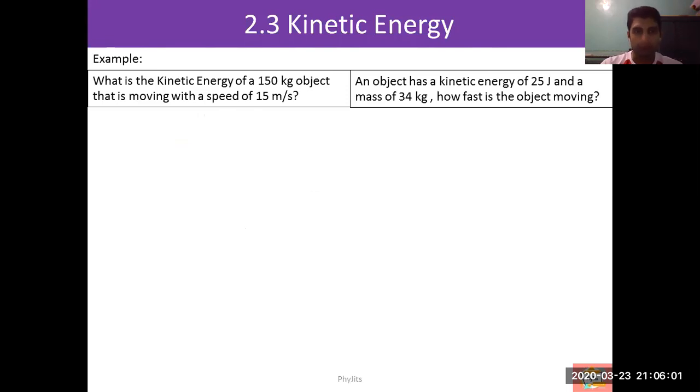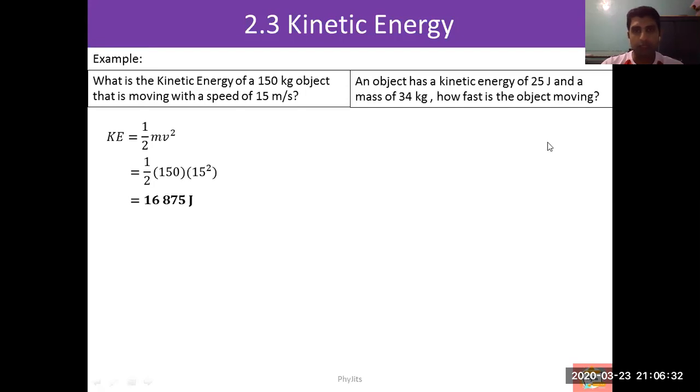Let us go through some examples for kinetic energy. What is the kinetic energy of a 150 kilogram object that is moving at the speed of 15 meters per second? According to kinetic energy, we know the formula is half mv square. By substituting the values in, half times 150 times 15 square, you will get the energy as 16,875 joule of energy.